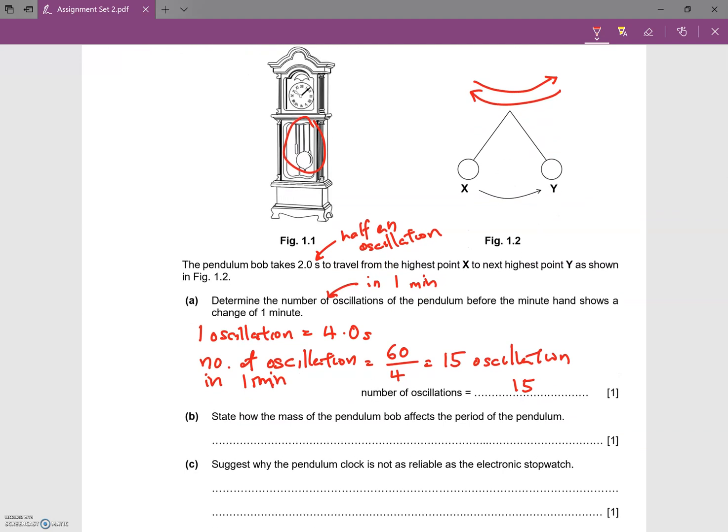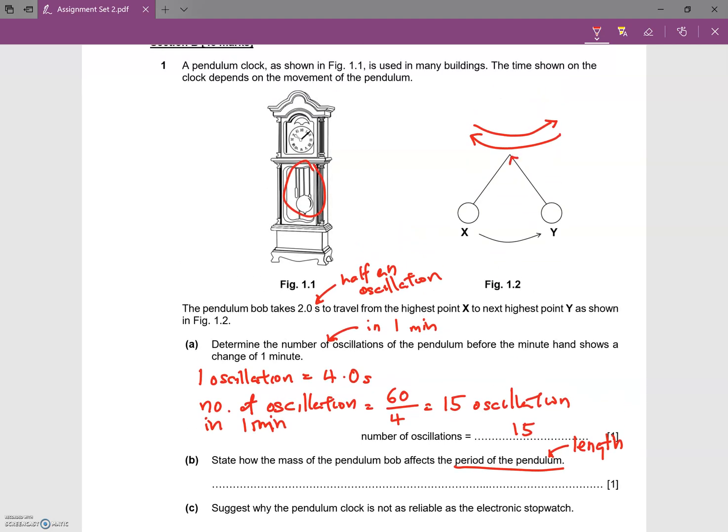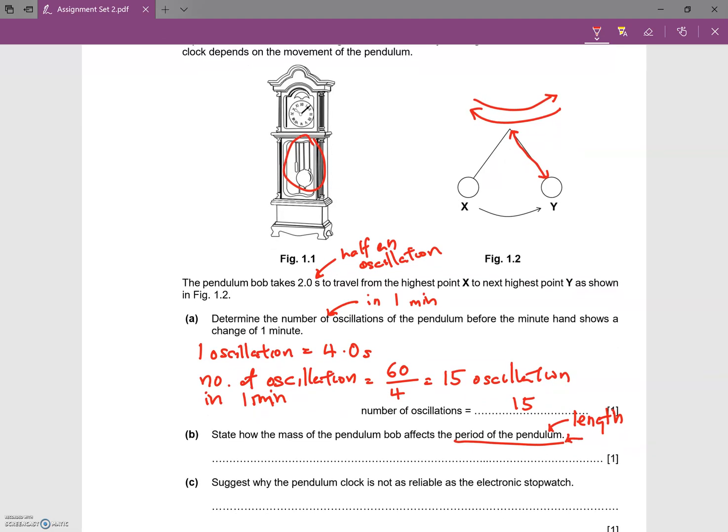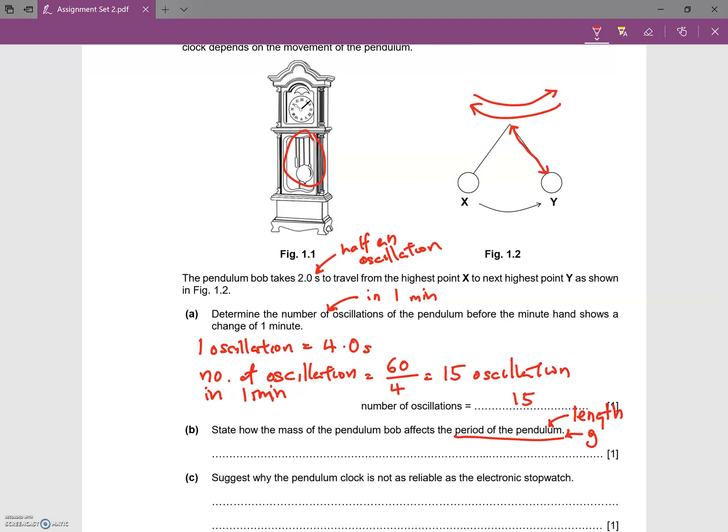Now, state how the mass of the pendulum bob affects the period of the pendulum. For this one you just need to remember that the period of the pendulum is only affected by two things. First one, it is the length of the pendulum. So it's how long this segment is. Second thing, the period of the pendulum is only affected by the gravitational field strength, g. So, explain how the mass of the pendulum affects the period. Answer is, it does not affect. Mass does not affect the period.